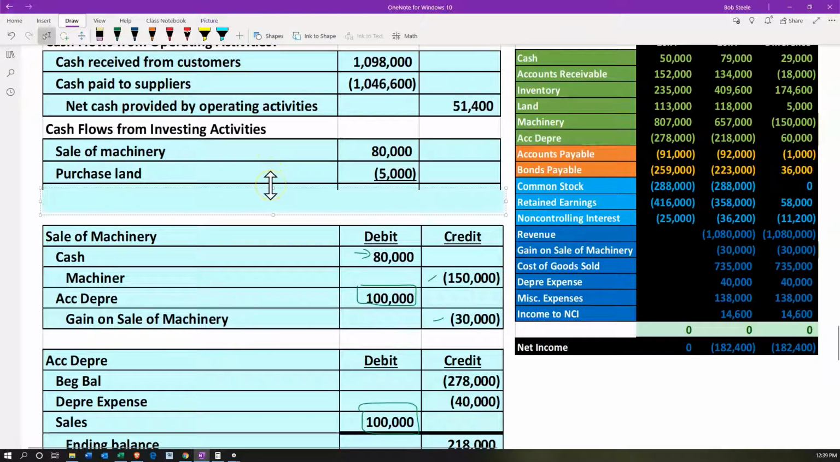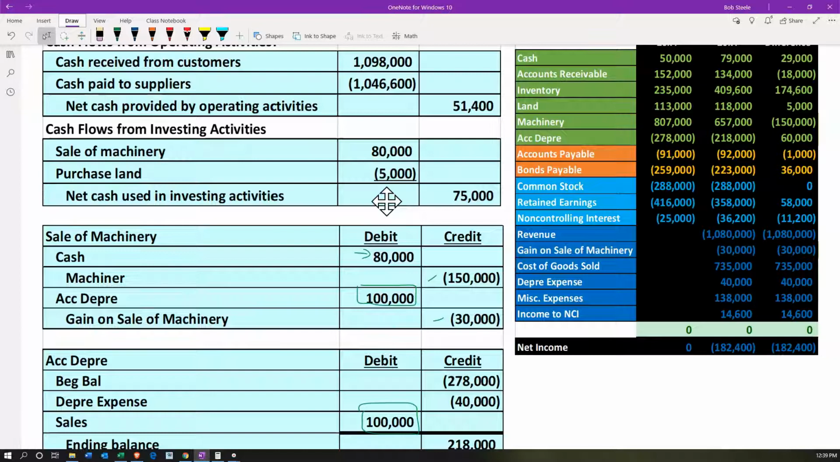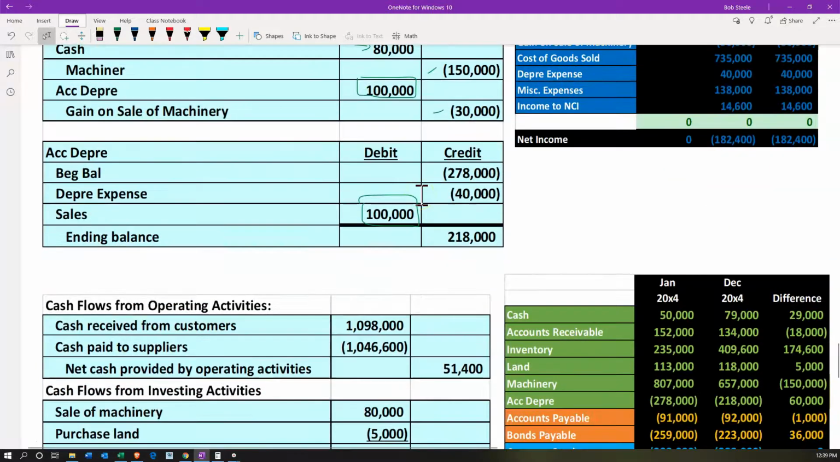But in any case, then we have the purchase of land. Land, we see that it went up, so we're going to assume there was a purchase. We assume the purchase took place with cash. Again, it could be more complex than that, but we're going to assume cash here. And how would it be more complex, or how would we know? We would go into the general ledger, look at the transaction, see what happened, see if it was just cash that was paid or if there was something else going on. And then we have the net cash used in the investing, the 80,000 minus the 5, giving us the 75,000.